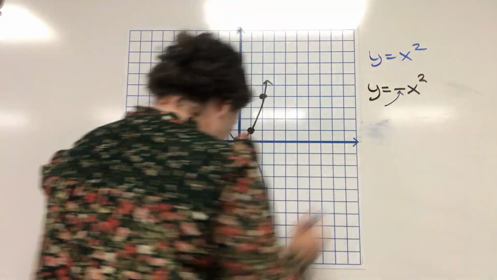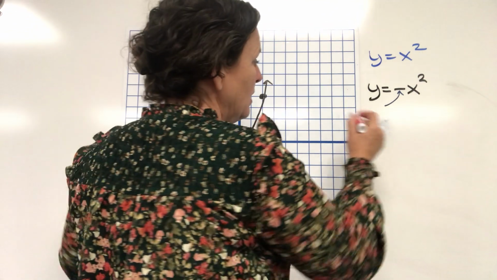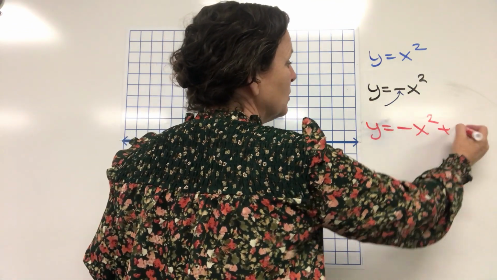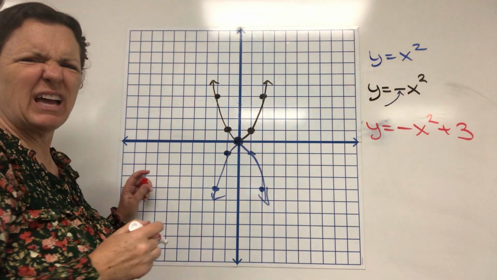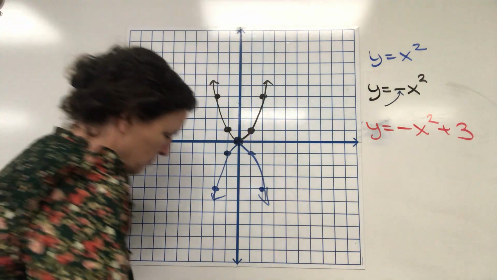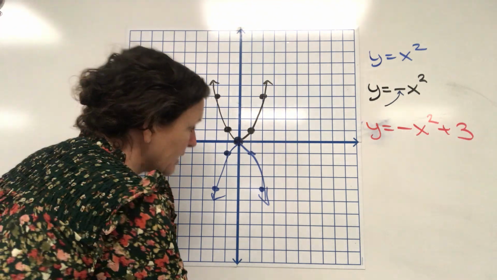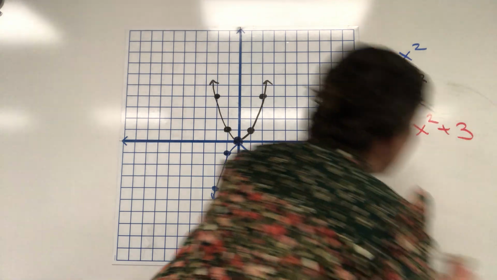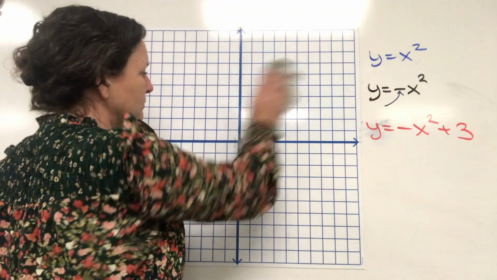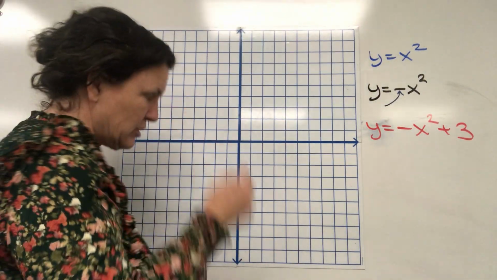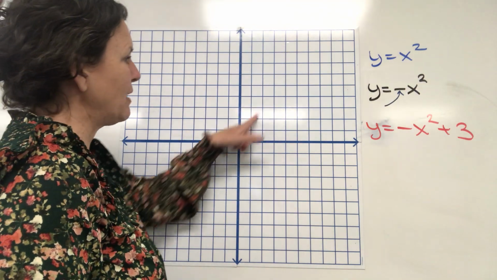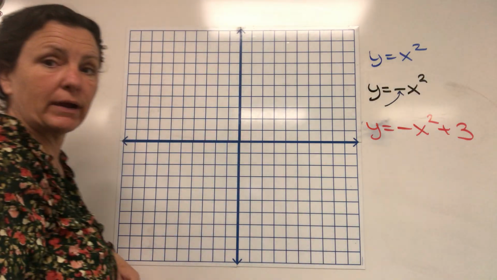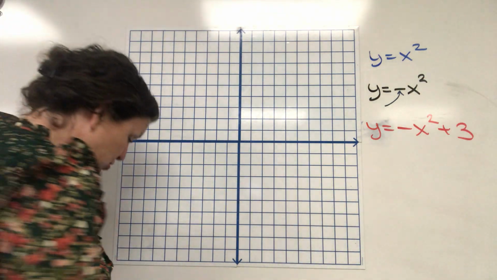Cool. I wonder what happens. Let me use a different color. How about red? I wonder what happens if I do a flip plus move up 3. What would that look like? Well, first thing I would do is start with my parent function. I know what that looks like right there. So now you have to use your imagination, your spidey senses. Here's my parent function. I'm going to flip it down and then scooch it up 3.